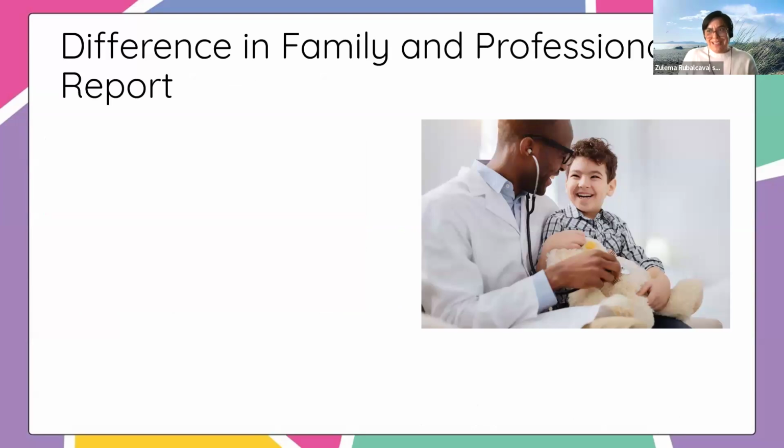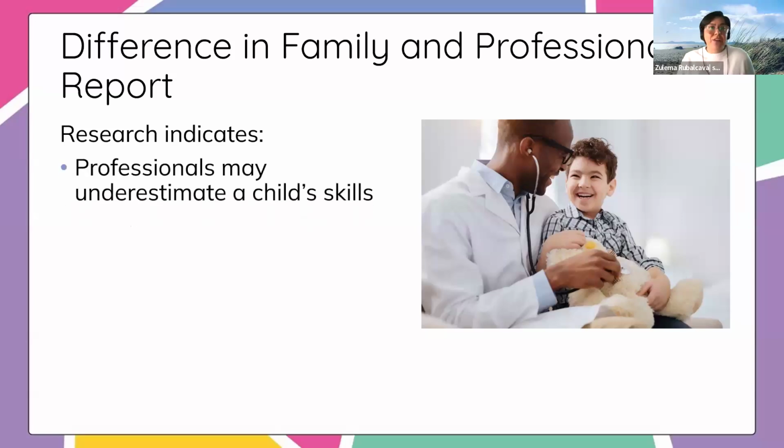So 93% is not 100%, right? There are going to be differences, but those differences go both ways, right? So it's not always just families that might be mistaken. Professionals often, and research backs me up on this, underestimate children's skills. And there's a lot of different reasons for why that happens, right?